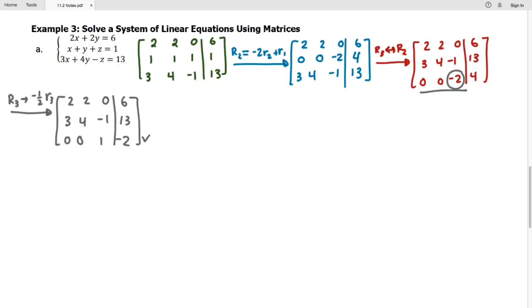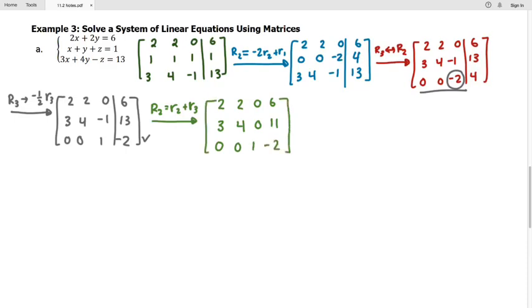Okay, next what I'm going to do is replace the second row with the second row plus the third row. So the first row stays the same, 2, 2, 0, 6. Now the second row plus the third row is going to get us 3, 4, 0. The -1 and the 1 get added together. And then 13 plus -2 gets us 11. And then the third row stays the same. We're not going to change the third row anymore. That is in echelon form.